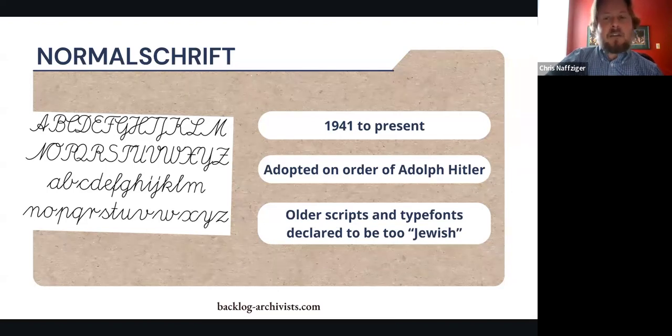Over there on the left, you can see they order the teaching of what becomes known as Normalschrift, which is, in my opinion, very similar to the cursive that I learned back when I was in second grade. Now, the question is, why exactly did he do this? The official public reason that the Nazi Party issued is that they argued that those earlier scripts and type fonts were too Jewish.